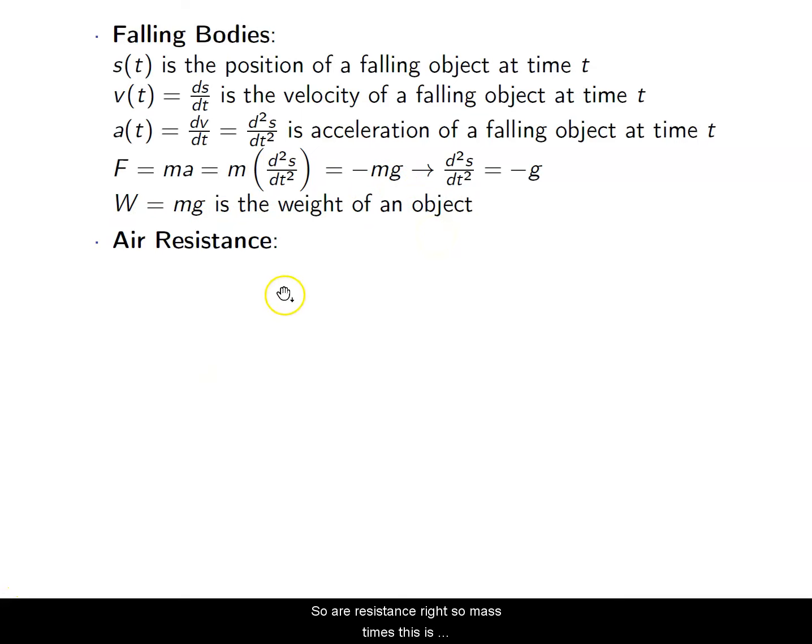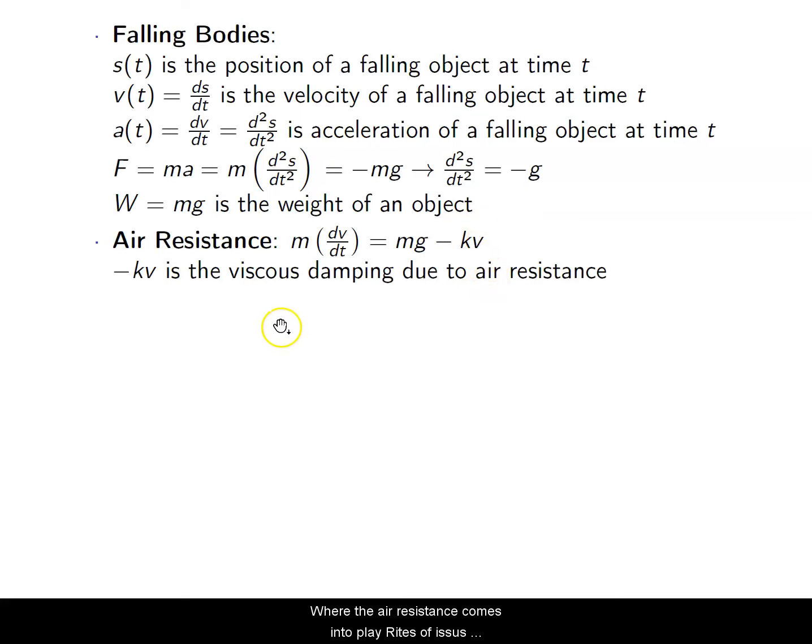Okay. So air resistance, right? So mass times acceleration is equal to your weight plus a constant multiple of your velocity. So this is where the air resistance comes into play, right? So viscous damping due to air resistance. The rate at which you are falling is going to be retarded or decreased by your air resistance. So with a constant multiple of your velocity, the faster you go, the more your air resistance is going to change.